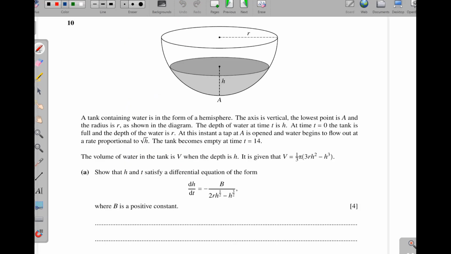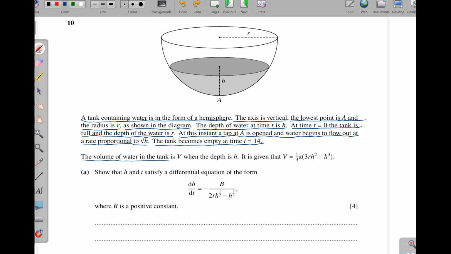Question 10 is coming from word problems in differential equations. A tank containing water is in the form of a hemisphere. The axis is vertical. The lowest point is A and the radius is R, as shown in the diagram. The depth of water at time t is h. At time t is equal to 0, the tank is full and the depth of the water is r. At this instant, a tap at A is opened and water begins to flow out at a rate proportional to root of h. The tank becomes empty at time t is equal to 14.